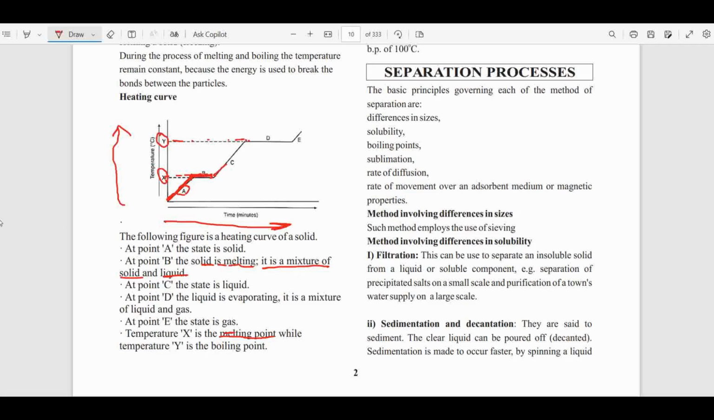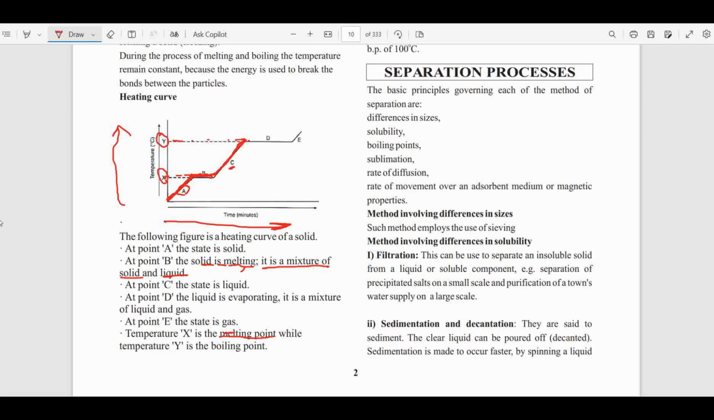So you can then see that once the solid melts and you continue to increase the temperature, you have this point C, which will then be totally liquid, because as you increase the temperature, the kinetic energy of the particles increases and will continue to pull the particles apart. So C is a liquid state, completely liquid at this point.